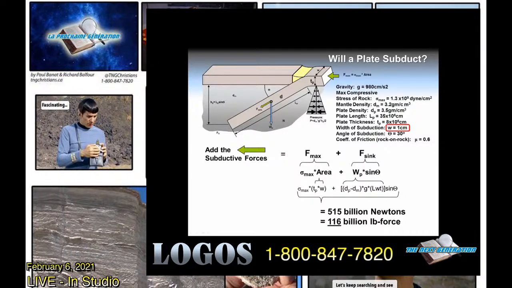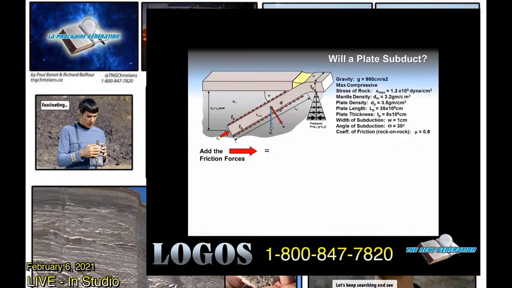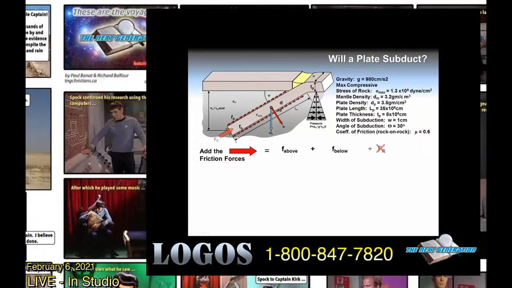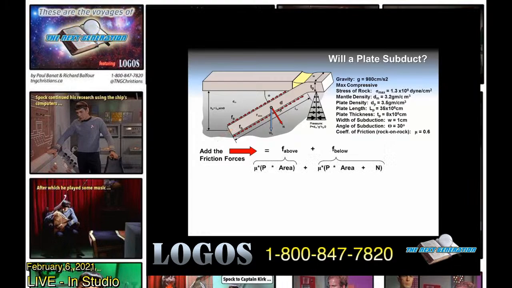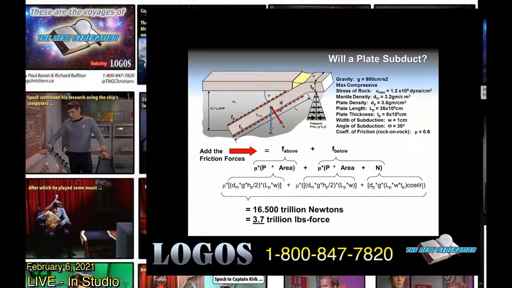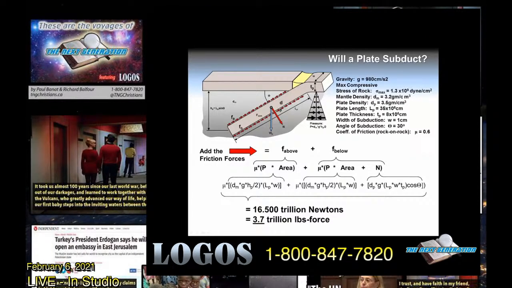Now sum the red restrictive forces, which consist of friction above and below the plate, plus whatever head-on restrictive forces are acting in front of the plate. First, be generous and ignore the resistive forces in front of the plate, since we don't know the shape anyway. Now we'll just sum the frictional forces above and below the plate, and again plug the numbers into the equation and we get 16.5 trillion, not billion, but trillion newtons per centimeter, or 3.7 trillion pounds per centimeter.